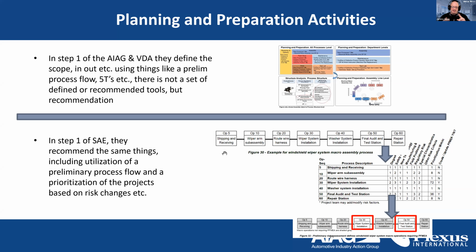Okay. Now, let's talk about PFMEA. So again, there's 6 steps in SAE, there's 7 steps in AIAG VDA. Now, in step 1, planning and prep, it's very much the same thing. You are defining what is in scope, what is out of scope. The only thing that is drastically different is in SAE, they're going to ask you that you might do a risk prioritization to determine whether or not certain stations need to be created, updated, that sort of thing.